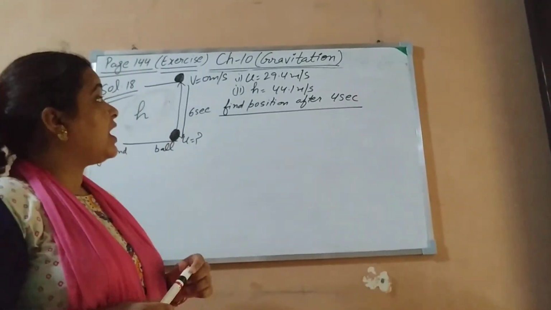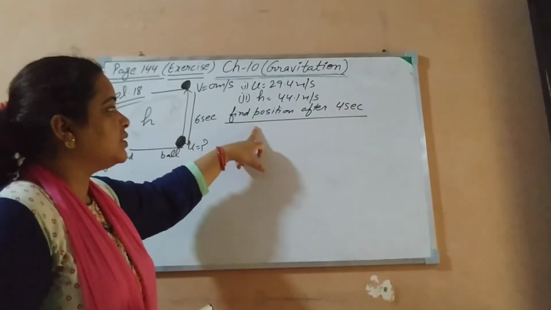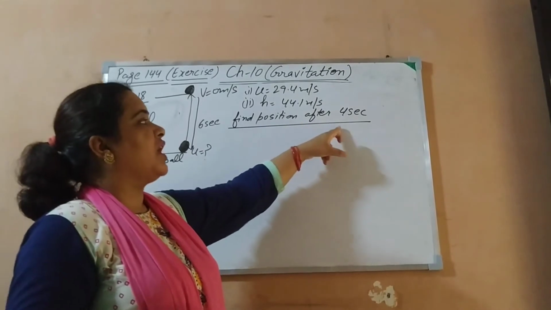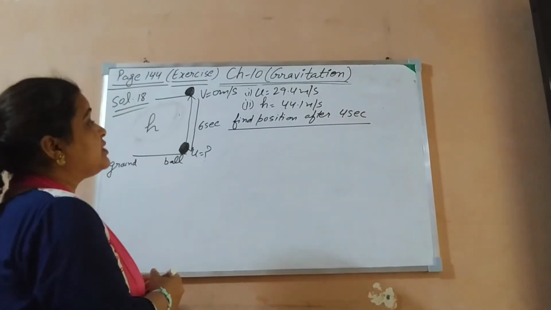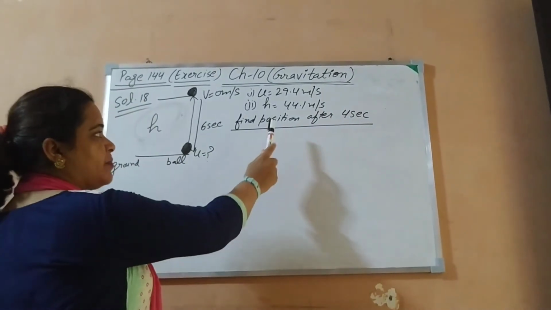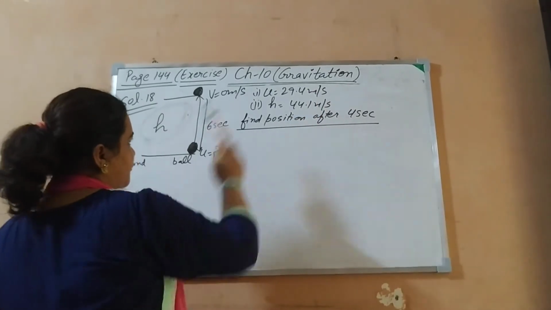Now let's do the last part. What is the third part? Find position after 4 seconds. Means we have to calculate where the ball will be after 4 seconds.